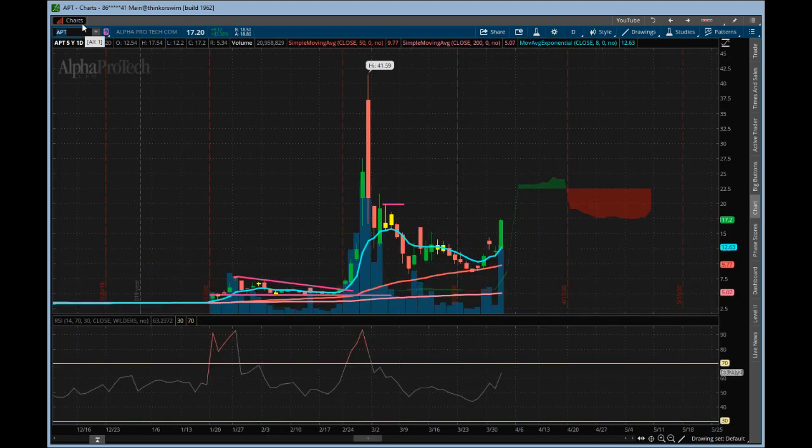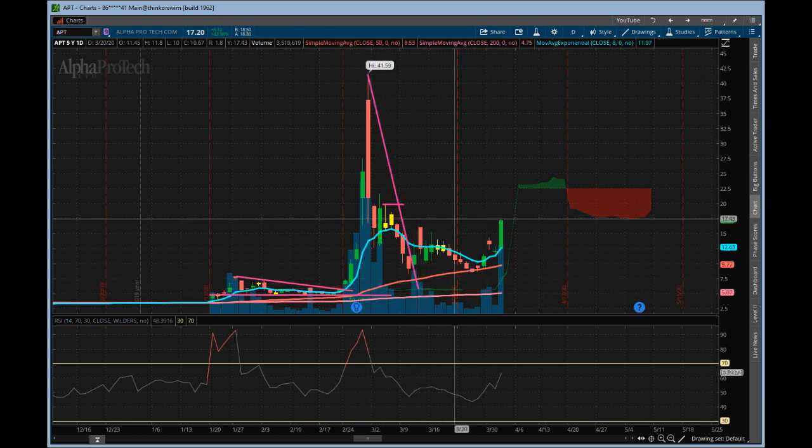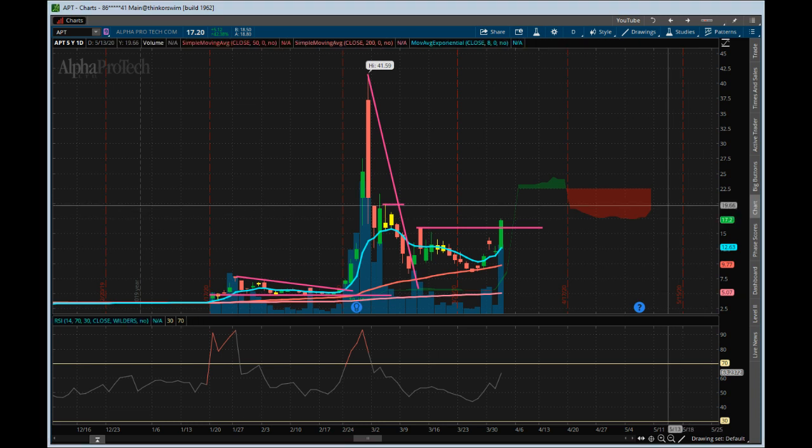APT. Oh wow, nice close on this one today. These are the mask makers. I think they had some good news today. So nice breakout candle here today. Definitely one to keep on the bullish radar for tomorrow. In fact, I'm going to add that to the game plan watch list. That looks really good. Nice catch on that one.